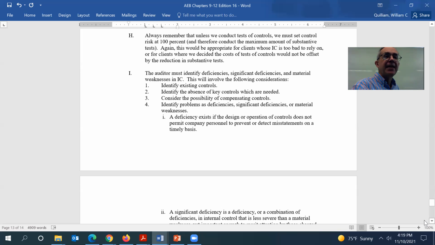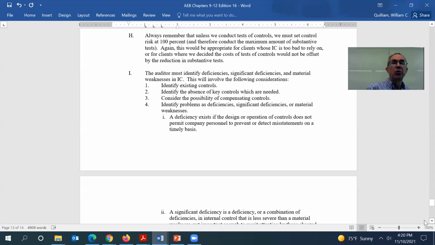Well, then the auditor must identify deficiencies or significant deficiencies and also material weaknesses in internal control. There's a difference between those three. We need to know what those differences are. And first of all, what will this involve? Well, we'll identify the existing controls. We'll identify the absence of any key controls which are needed. For example, if they don't have a procedure in place to approve credit, shame on them. Or if they have duties combined in one employee, which should be segregated, there's lack of a key control too.